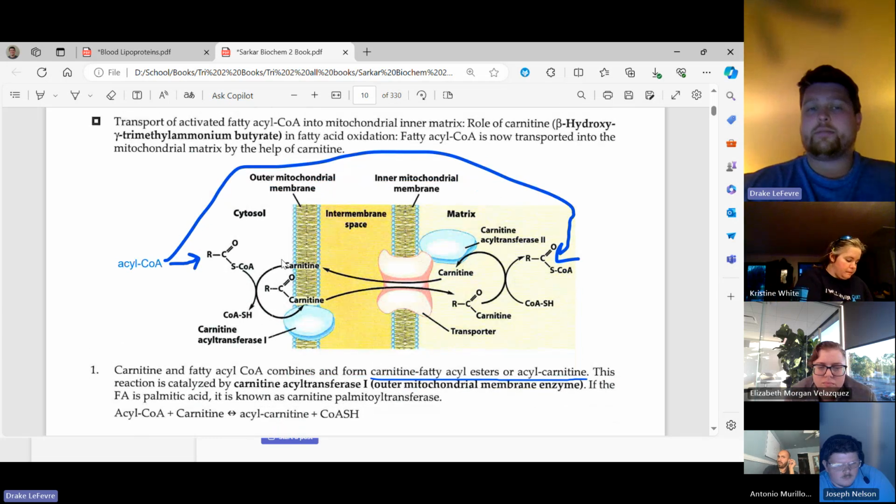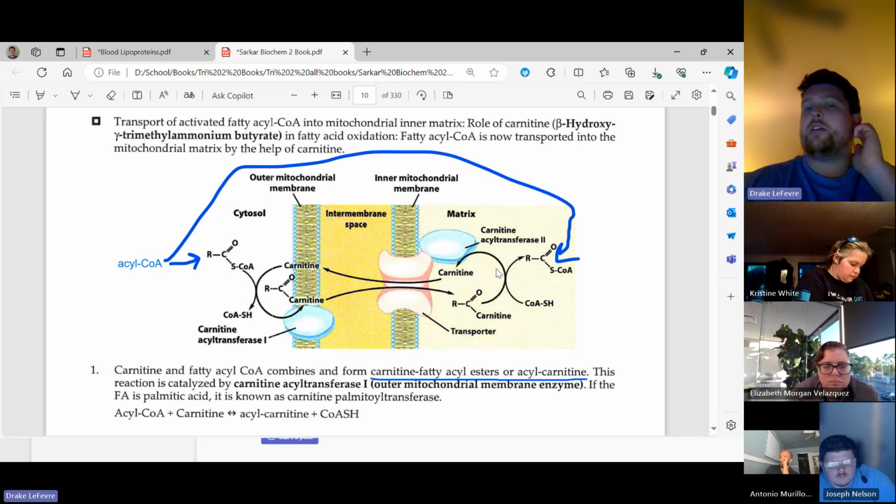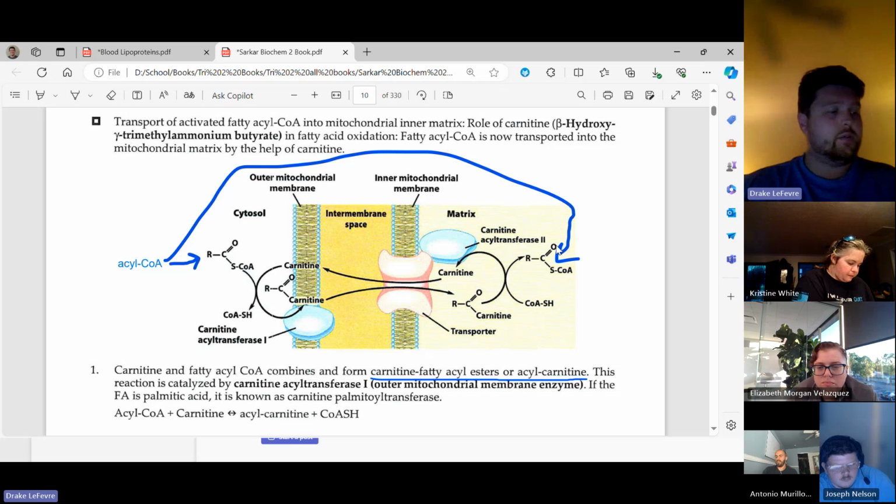Carnitine acyltransferase 1 trades places with the CoA. It gives the acyl to the carnitine, allowing it to pass through the outer mitochondrial membrane, and then carnitine acyltransferase 2 brings it through the inner mitochondrial membrane, where the carnitine hands it back to a coenzyme A, turning back into an acyl-CoA. Then it's inside the matrix and can go off into beta oxidation.